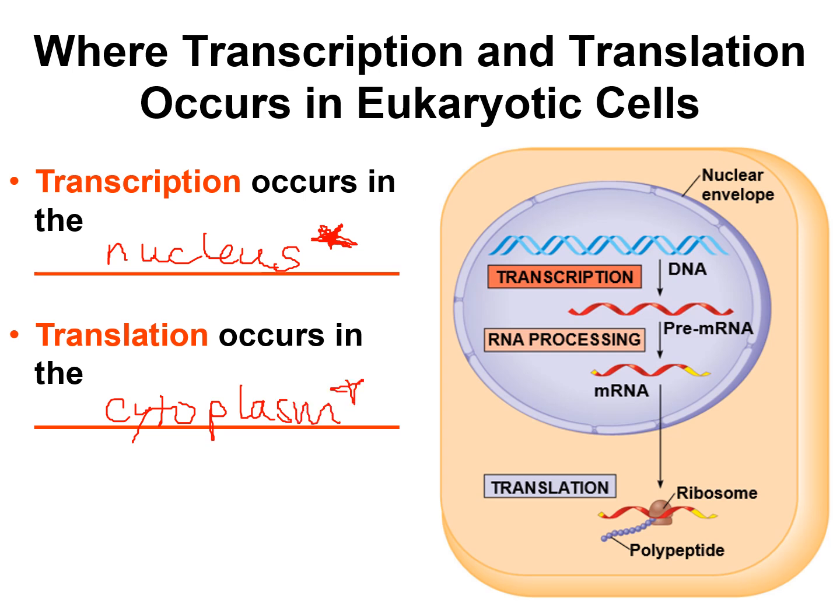So transcription and translation do not occur in the same place in our eukaryotic cells. So transcription will be in the nucleus, and then translation will be out here in the cytoplasm. So make sure you know that.